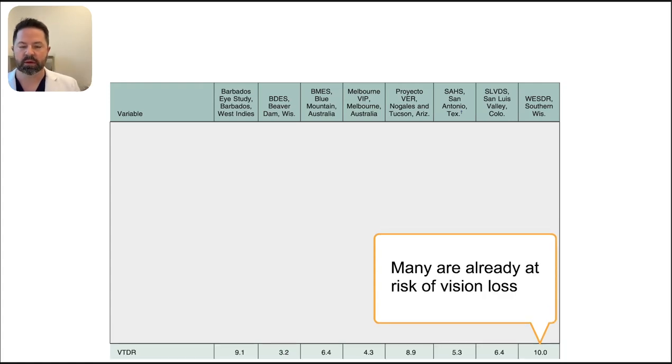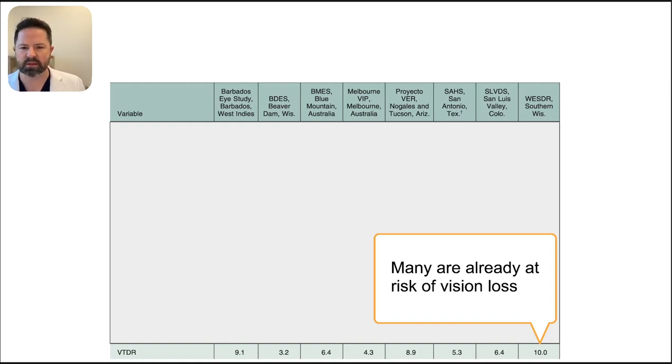And of them, a certain percentage are being threatened by vision loss. That number could range anywhere from 4 to 10% of those with diabetic retinopathy. How many could develop some form of vision loss from diabetic retinopathy? If you do a basic calculation, that's a lot of people.